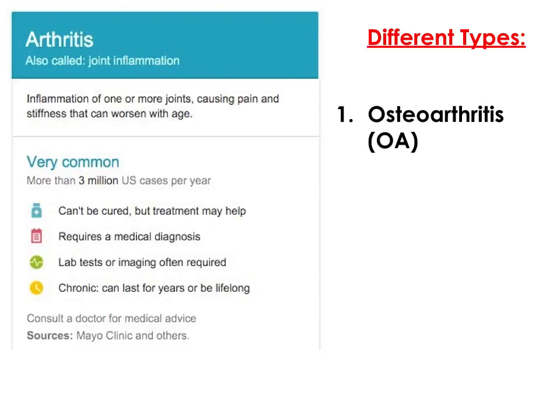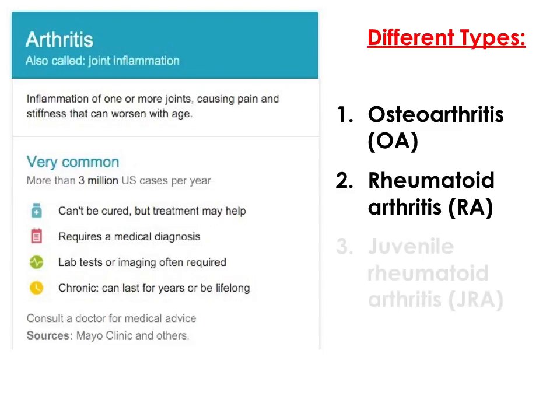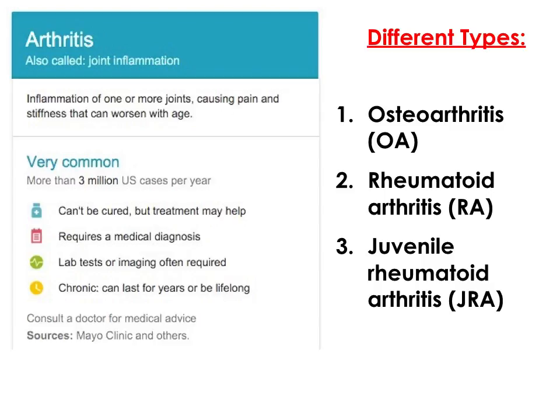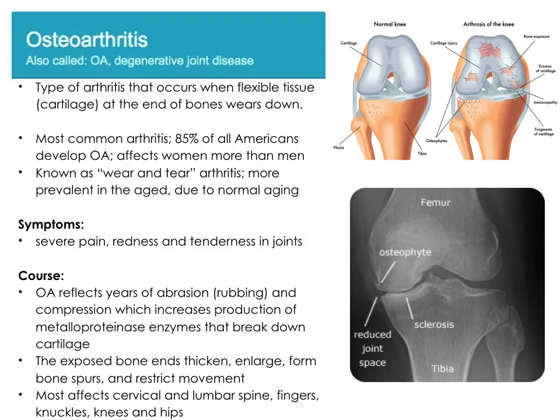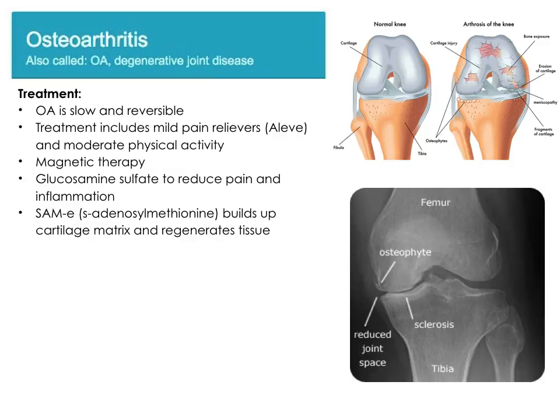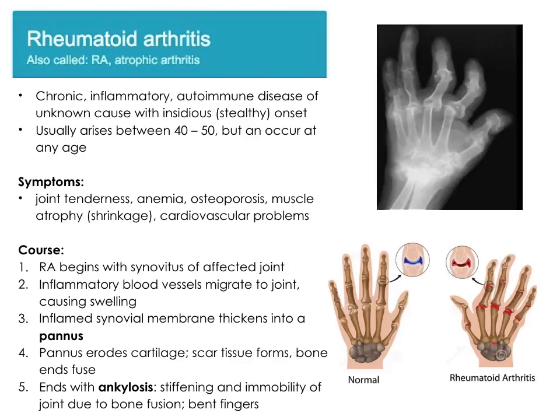There are different types: osteoarthritis, rheumatoid arthritis, juvenile rheumatoid arthritis, and also gouty arthritis. Osteoarthritis occurs when flexible tissue or the cartilage at the end of the bone becomes worn down. This is the most common type of arthritis. Rheumatoid arthritis is a chronic inflammatory autoimmune disease of an unknown cause and usually arises between ages of 40 or 50, but can occur at any age.